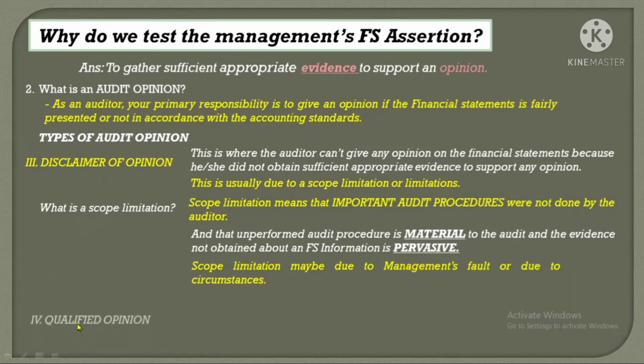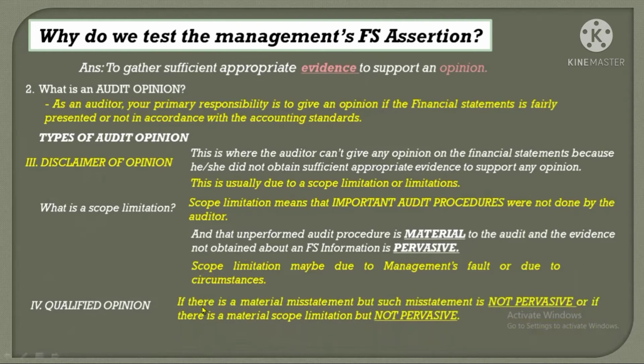Lastly, we have qualified opinion. A qualified opinion is expressed by an auditor in two instances. One, if there is a material misstatement, but the misstatement is not pervasive. Again, not pervasive. And number two, if there is a material scope limitation, but that scope limitation is not pervasive. Again, not pervasive. So the clue terms here are material misstatement or material scope limitation but not pervasive. So that's it for the types of opinion.